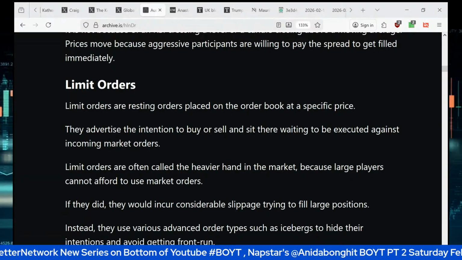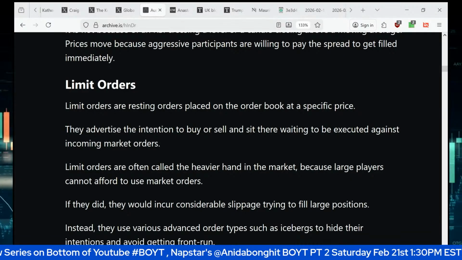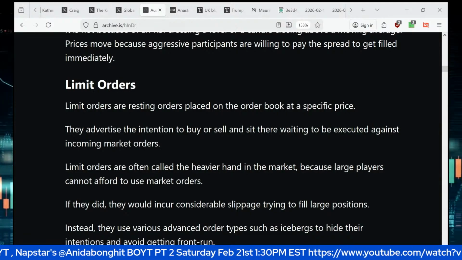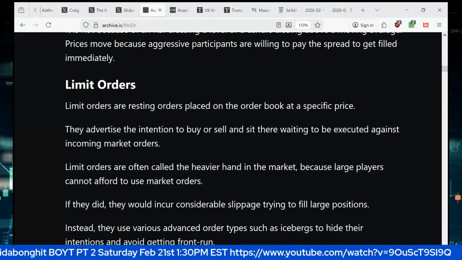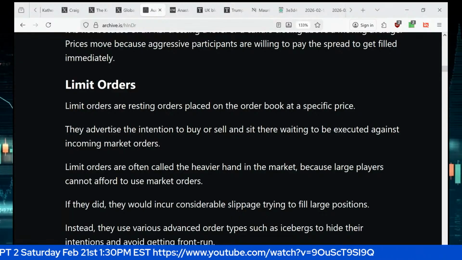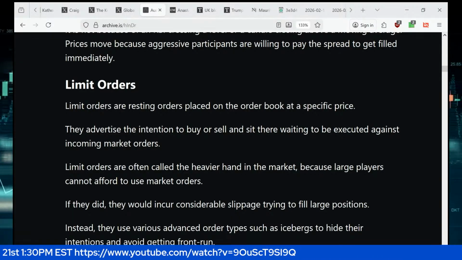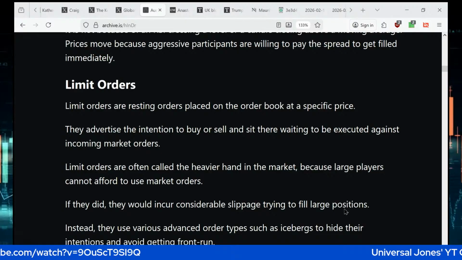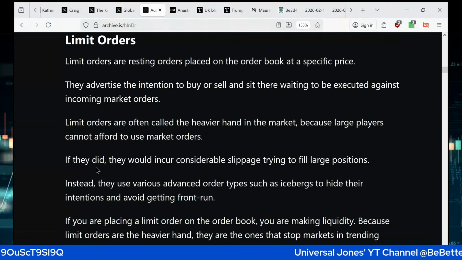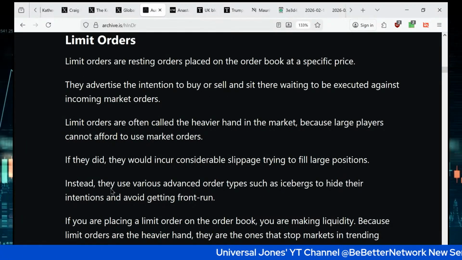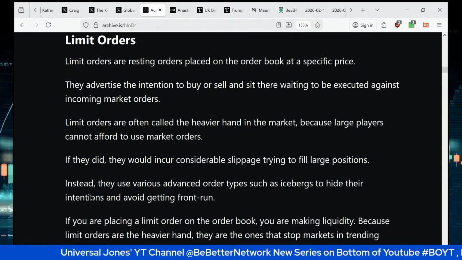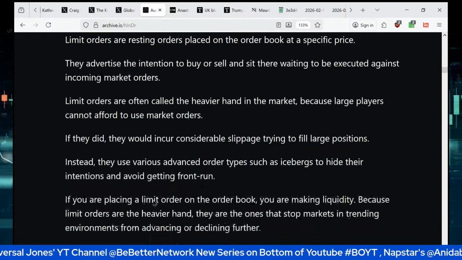So can I tell if the person buying with market orders is the dummy or the smart guy? Now, if I could figure that out, I could pretty much predict the market very well. But I don't have that tool. Is there a tool out there that has it? I don't know. Maybe Martin Shkreli has it. Okay. Instead, they use various advanced order types, such as icebergs, to hide their intentions and avoid getting front run.